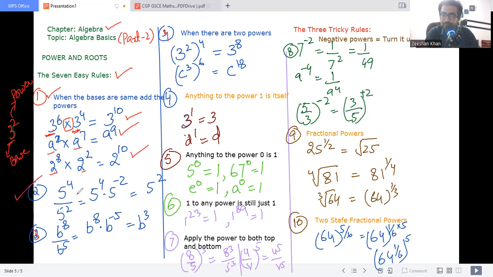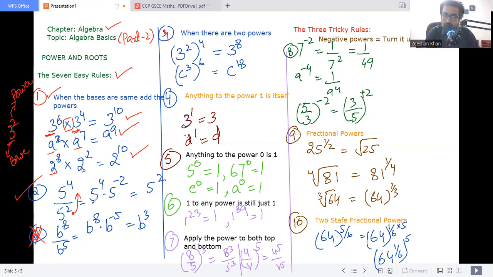Now, rule number 2. Rule number 2 is when numbers are written in this form, like 5 to the power 4 and 5 to the power 2, we can shift this 5 to the power 2 from the bottom to the top. Now, what will happen if we take it up? The sign of this power will change. When we take it up, 5 to the power 2 becomes 5 to the power negative 2.